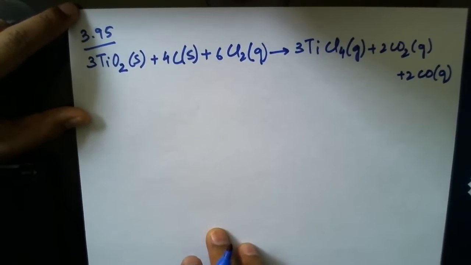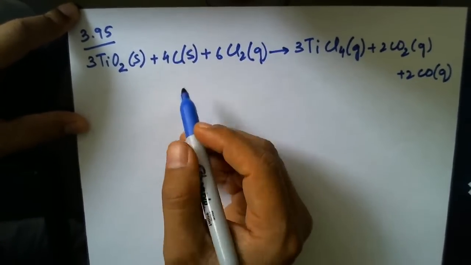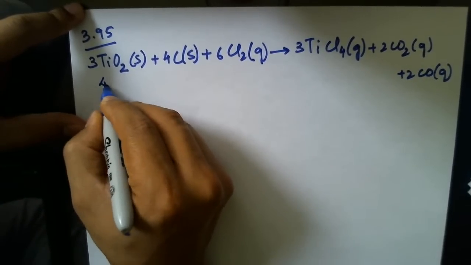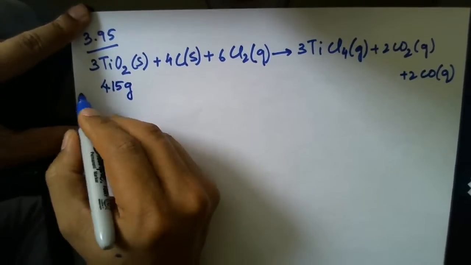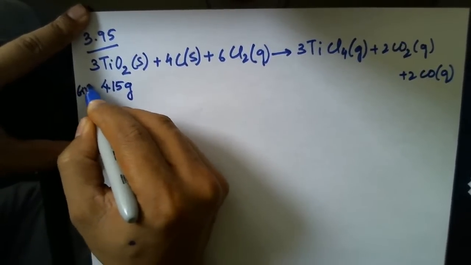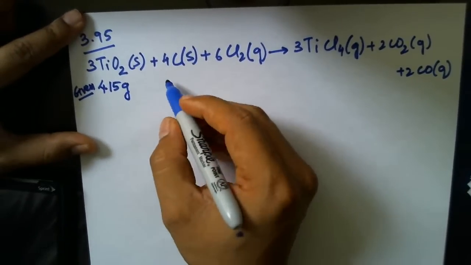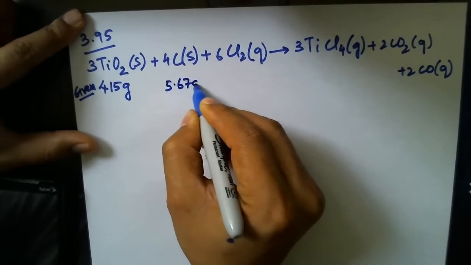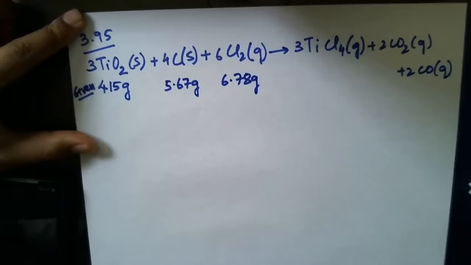Now, what the book gives you is the grams of starting materials that you have out here. Okay, so I'm going to write down the grams that is given to you, and make this a habit from now on. Always write the amounts given to you. I'm just going to write a small thing here saying given, so you know what's given to you. So 4.15 grams titanium dioxide is given to you, 5.67 grams carbon is given to you, 6.78 grams chlorine.